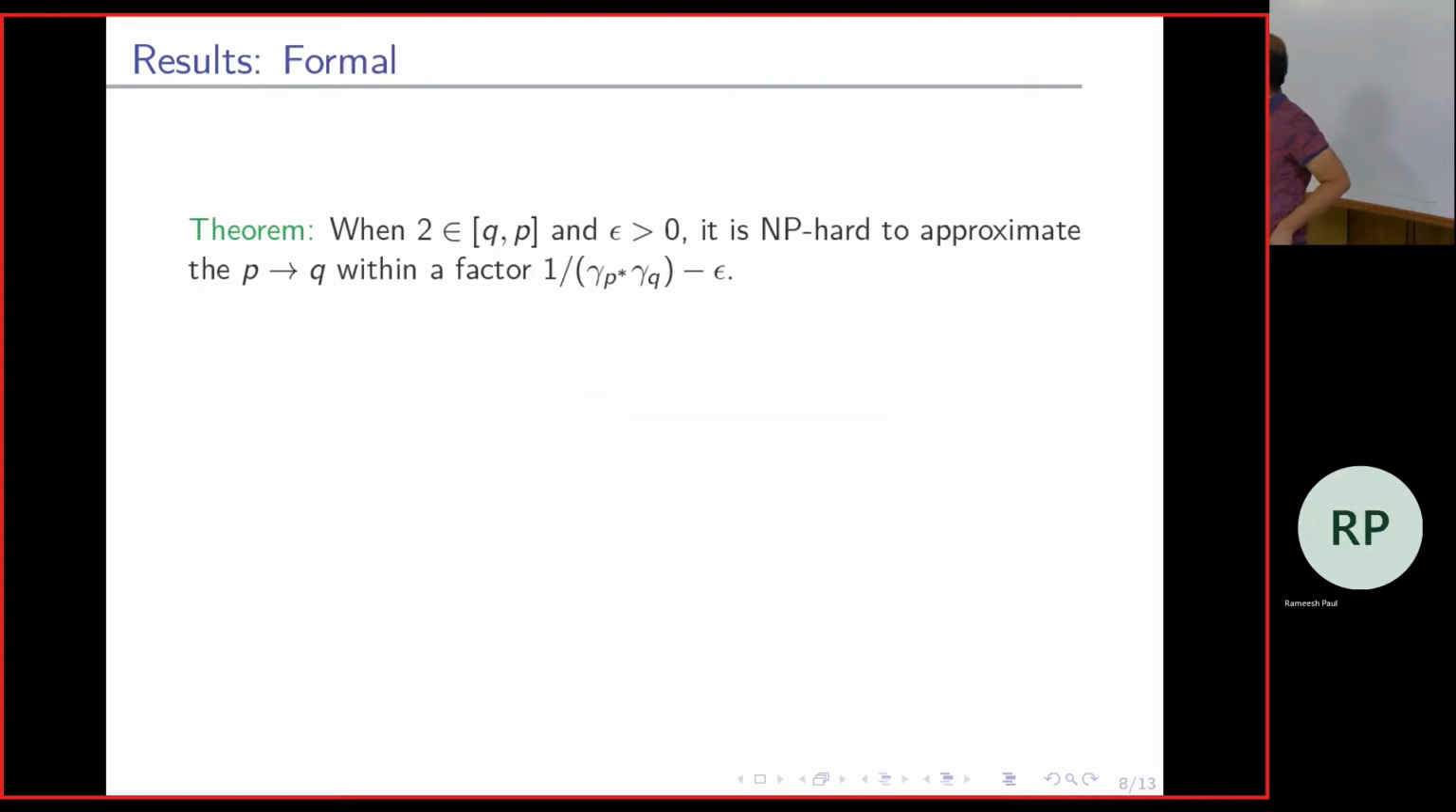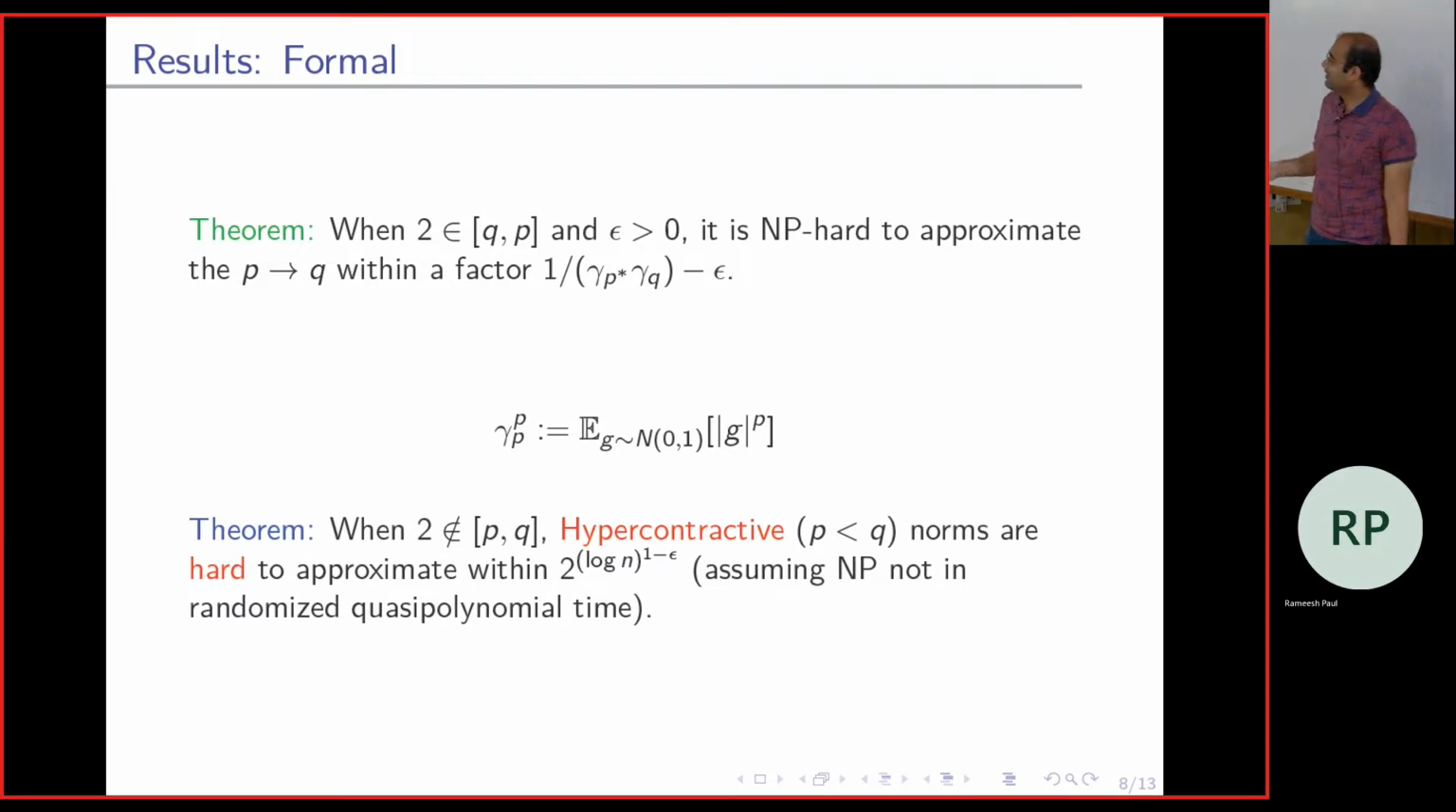All right, so let's get to the actual numbers. This is for the green box. 2 is in the interval, or think of infinity to 1. So we get an approximation factor for all epsilon, gamma p star gamma q, where gamma p to the p is just the standard Gaussian model. So this is the blue region. We are not going to talk about the other region too much. For the blue region, you get this approximation.